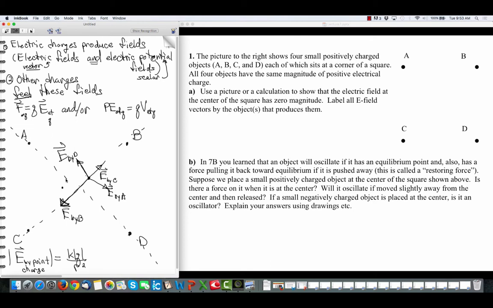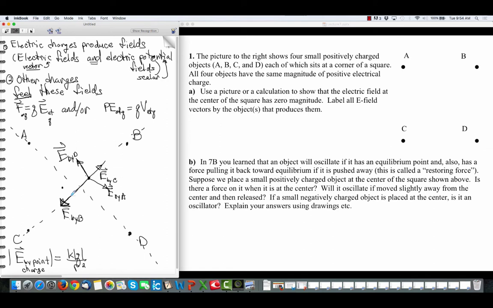So if I push the positive charge toward B a little bit and then let go, it'll be pushed back toward the center. It'll go faster and faster. Once it gets to the center, there'll be no force because that's an equilibrium point, but now it's moving. And so it keeps moving, and now there's a force that slows it down because the force, once I get back to the center, is still the force.